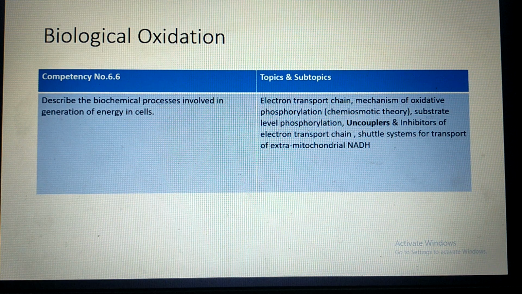Good morning students, we will continue the topic biological oxidation, computation number 6.6, and today's topic is uncouplers.